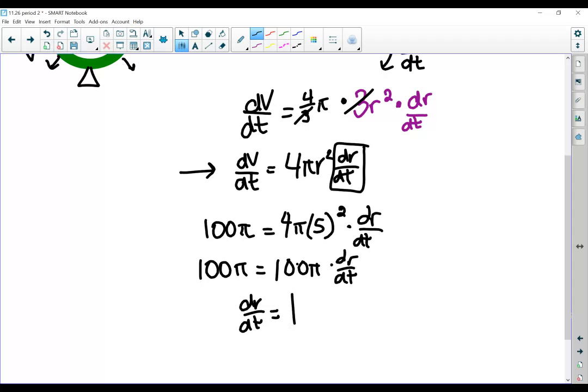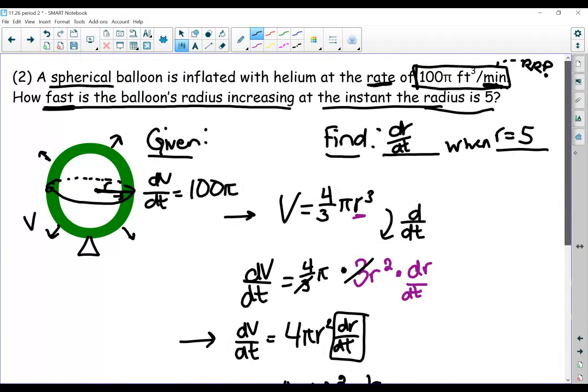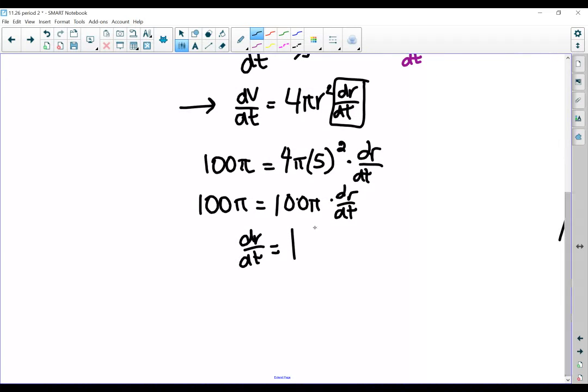And now I just have to think about my units. The radius was measured in feet, so the rate of the radius should be feet per minute, because that was the time unit. All we wanted to do was find the rate of the radius. We did that, and so the problem is done.